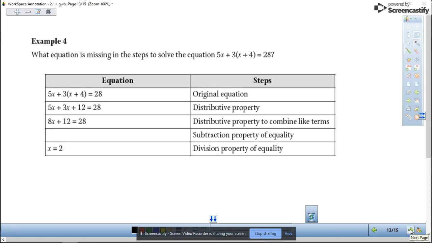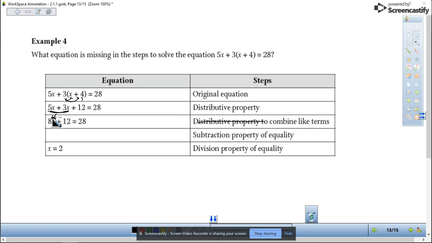All right, so example 4. What equation is missing? So this is backwards. They gave you the step, but they didn't give you the answer. They didn't give you the equation, so you have to figure that out. So let's look at what happened. First thing they did is they distributed. So they distributed the 3, multiplied through both parts. Then they're going to use the distributive property to combine like terms, which again is just combine like terms. Okay, I'm fine with you just writing combine like terms, and they combine these two to get 8x.